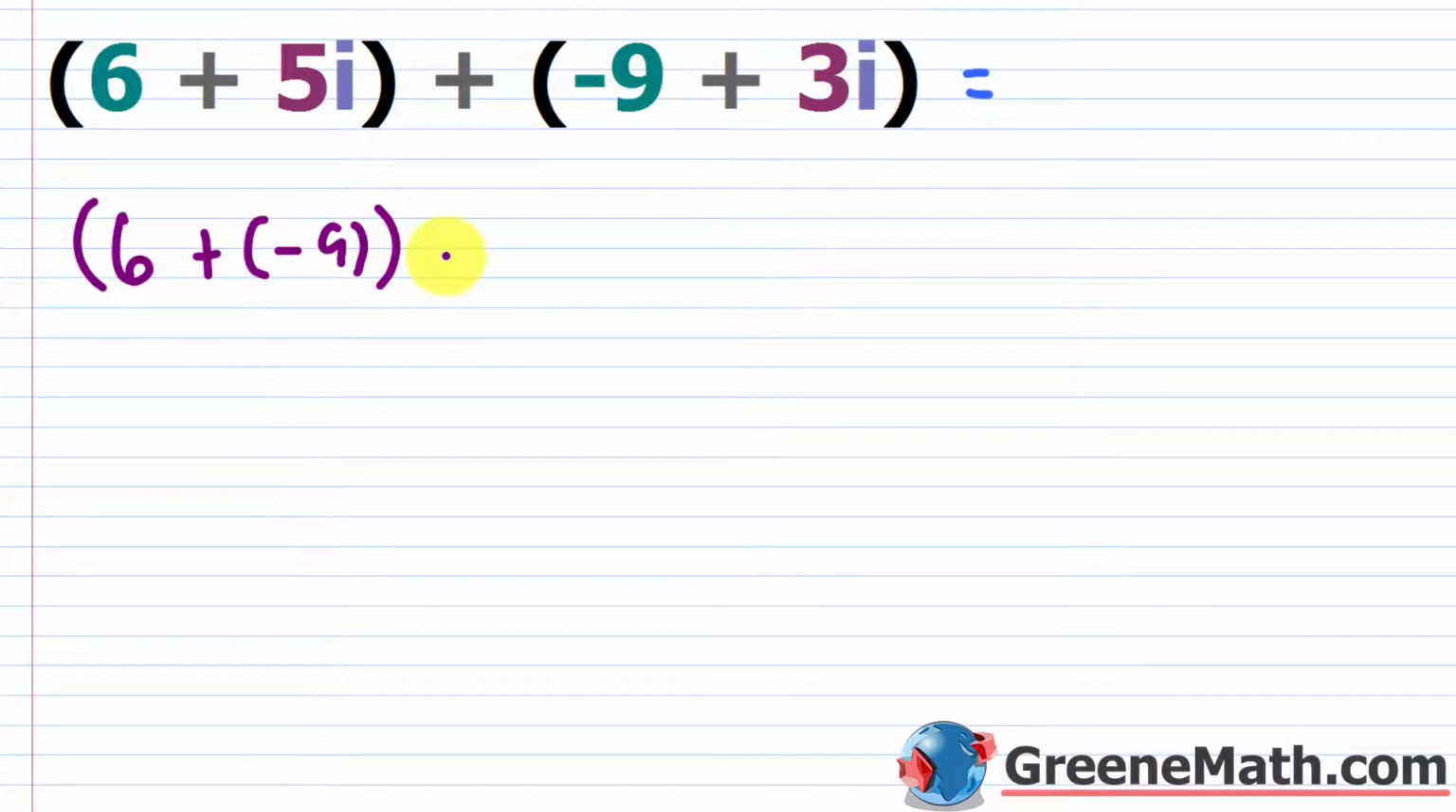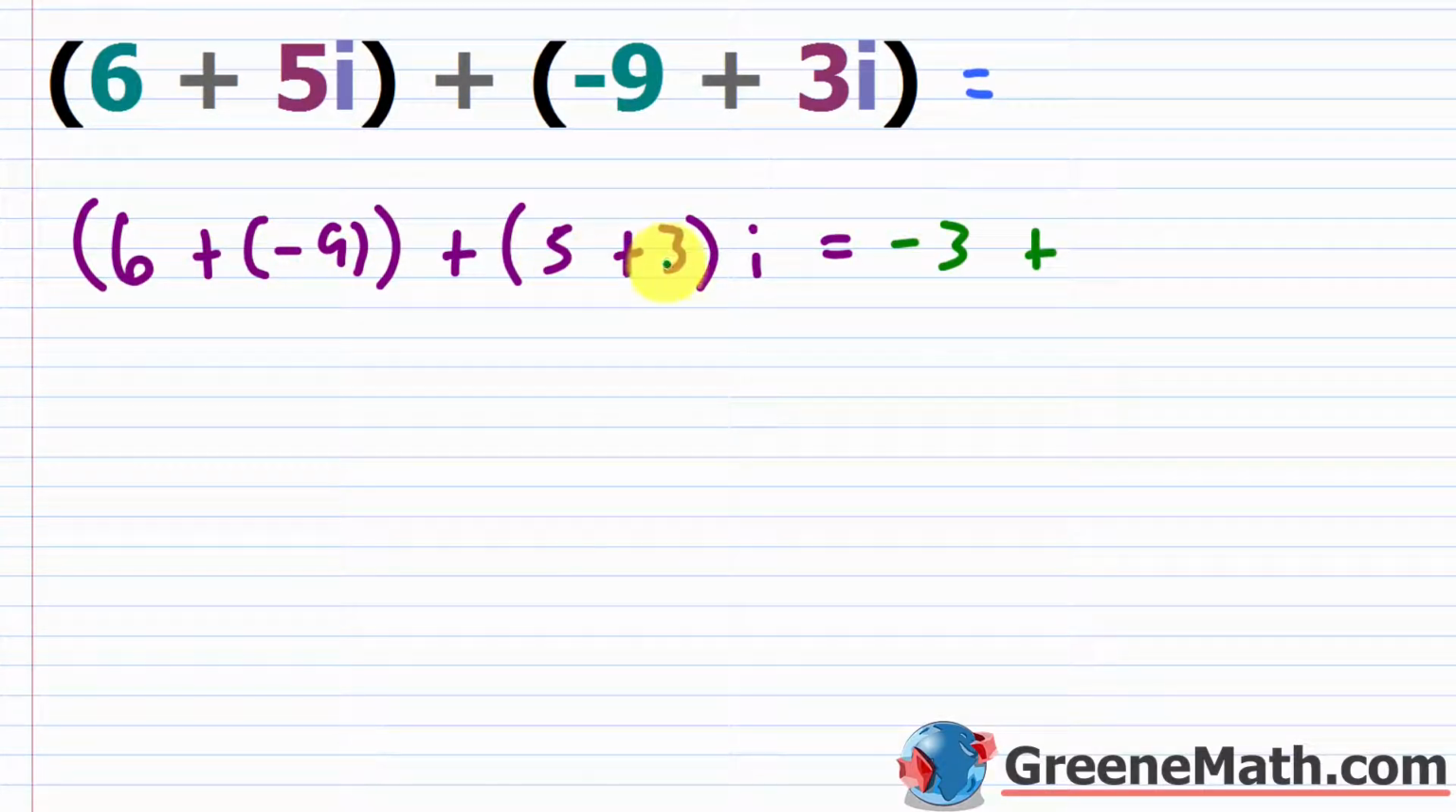Okay, that's your first step. Then plus, we would add the imaginary parts. So 5 plus 3, okay? And this is multiplied by the imaginary unit i. So what I want to do here is do 6 plus -9, that's -3. And then plus, you have 5 plus 3, which is 8. And then times the imaginary unit i. So -3 plus 8i is your resultant vector.